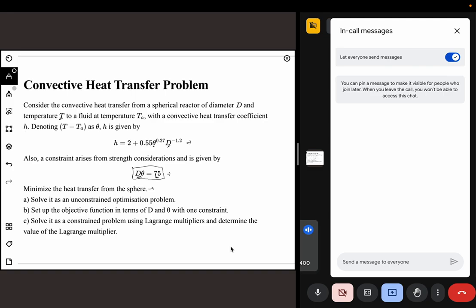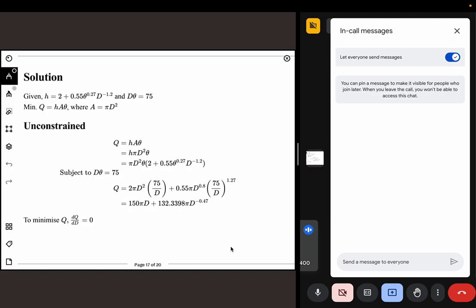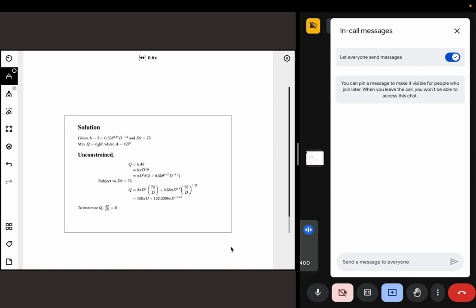If you put it mathematically, first you write the equation for what your heat transfer is. My heat transfer is H A delta T, H A theta, where A is pi d square. So your Q is my objective function, which is H pi d square theta. You can solve it as an unconstrained problem. So what is my problem?